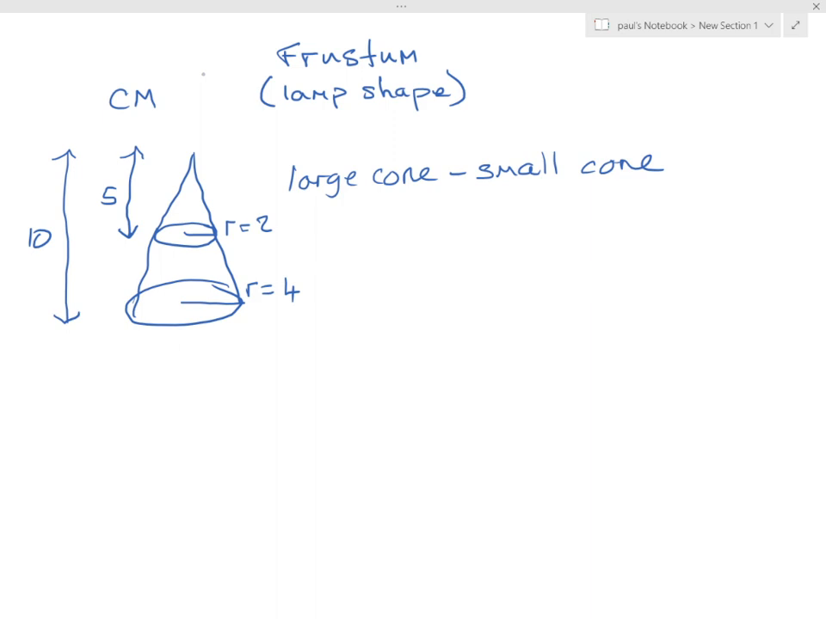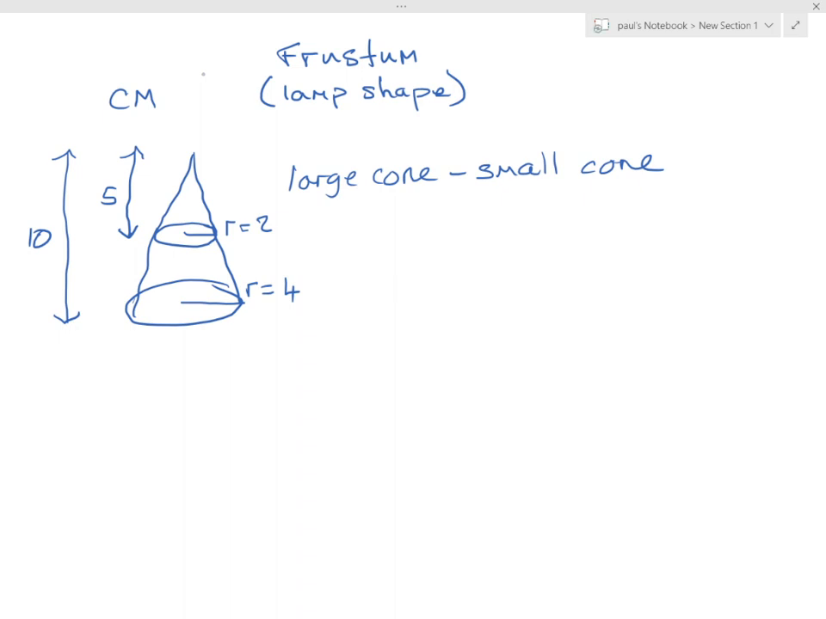Now, first thing to notice is that this circle, the bottom of the top cone, is exactly halfway up, and the radius is exactly half of the radius at the bottom. So there is a sort of proportionality thing. Depending on how far up we go, we can determine what the radius is, and we'll look at that in a minute.